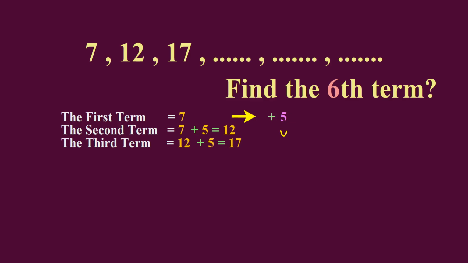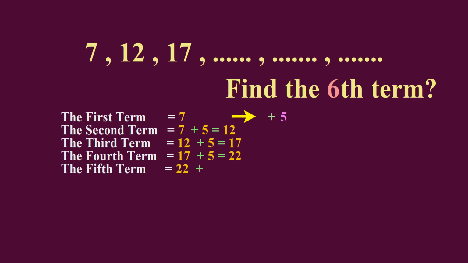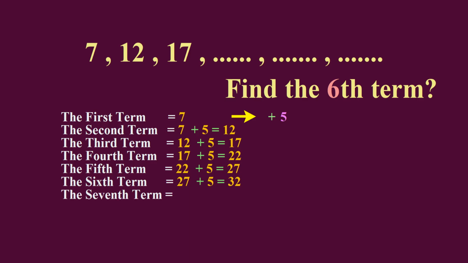And so on. We can get the fourth term by adding 5 to the third term. So the fourth term is equal to 17 plus 5, which equals 22. And the fifth term is equal to 22 plus 5, which equals 27. By the same method, we can get the sixth term, which equals 27 plus 5, which equals 32. And the seventh term is equal to 32 plus 5, which equals 37.